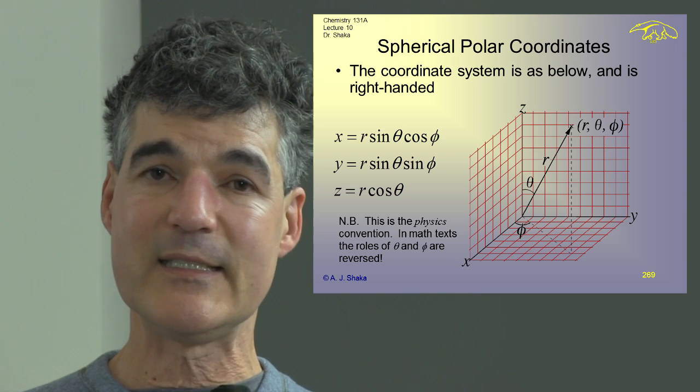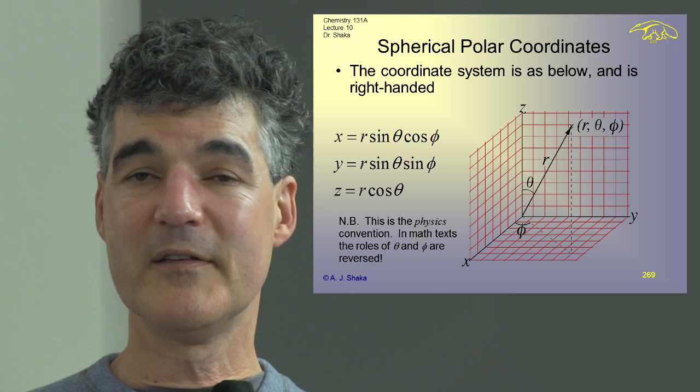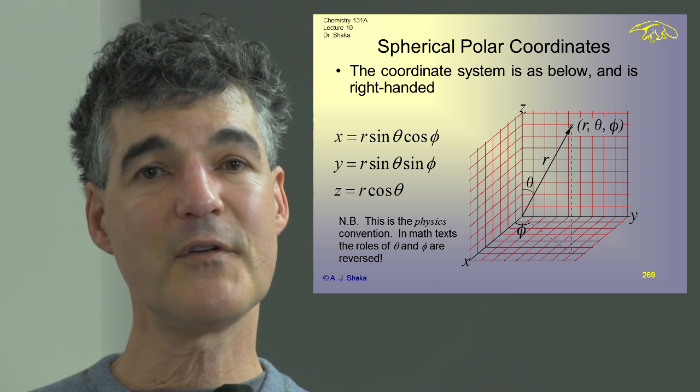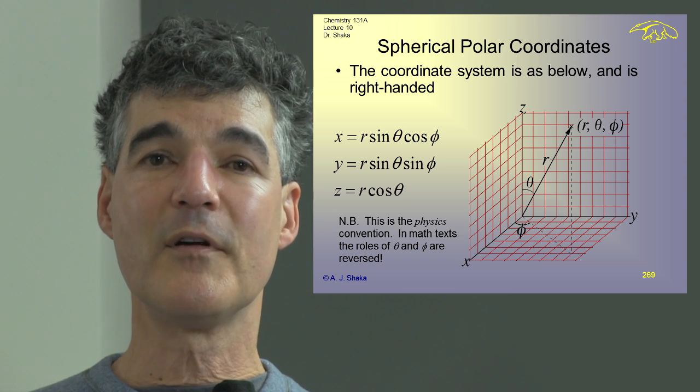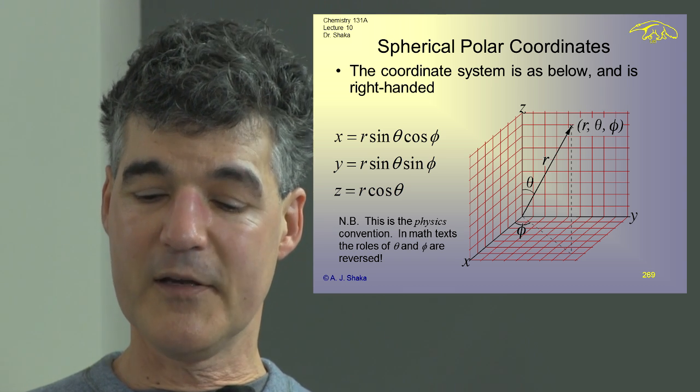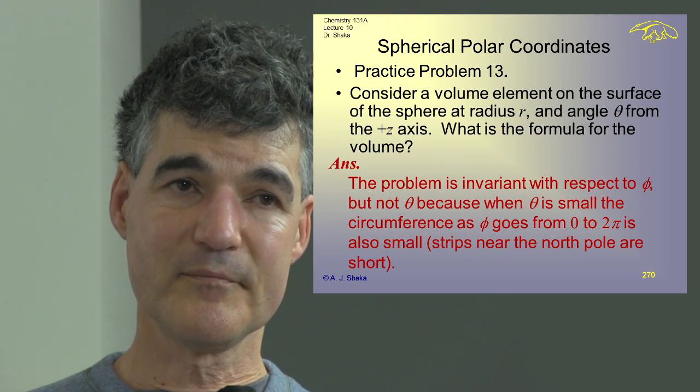But in physics, it's phi around the z-axis and theta away from the z-axis. And you have to keep them straight, because if you open the wrong book, you'll get things backwards and you'll get in a terrible mess then. Let's try a practice problem.